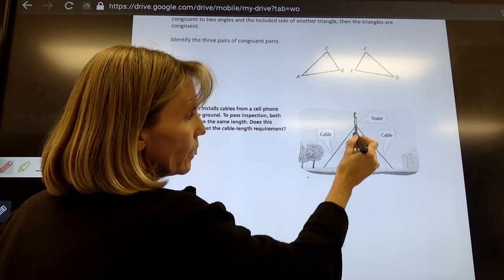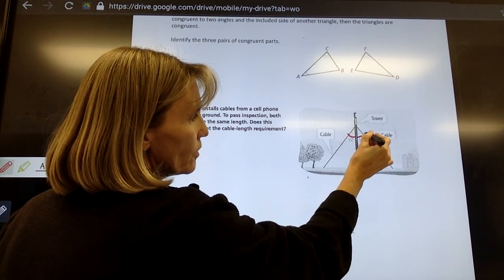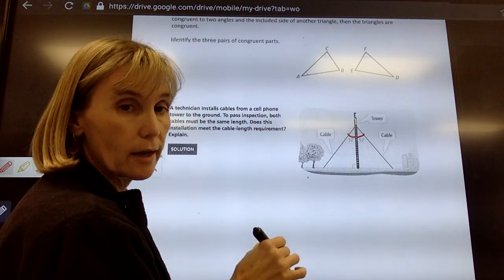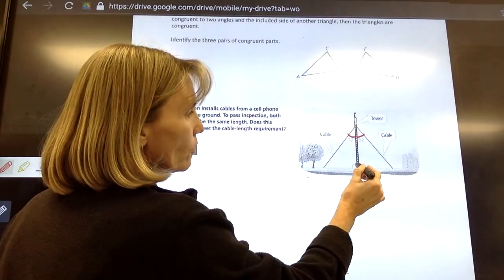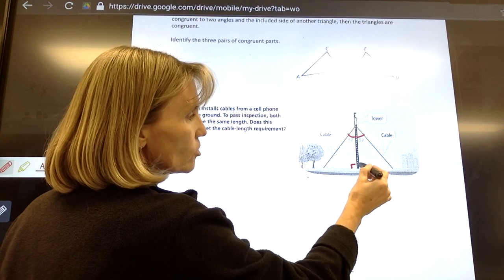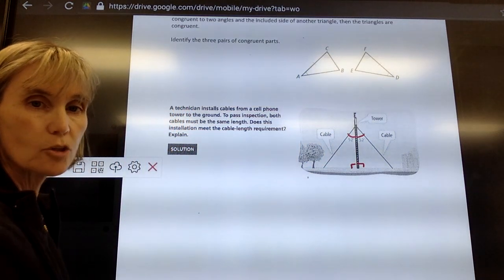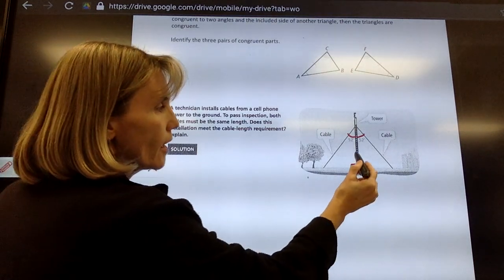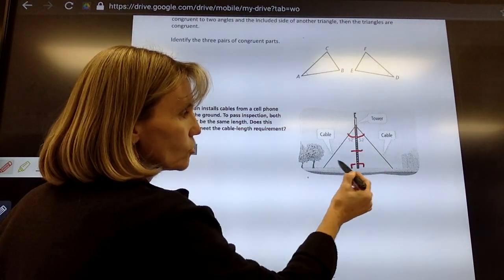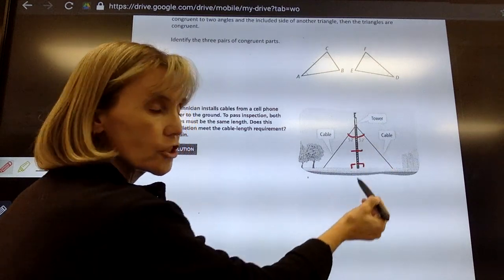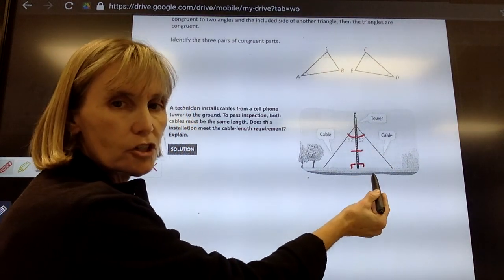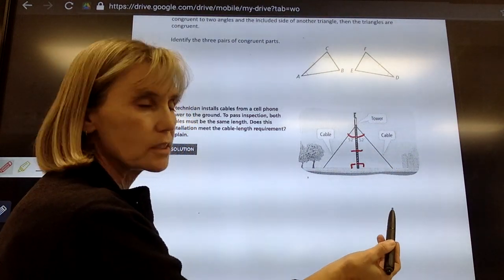Okay, well, we know that both of these angles are 52 degrees, so that's an angle that's the same. We know that we have a right angle at the ground here, which means we have a right angle at the ground on the other side of the pole as well. So we have 2 angles that are congruent. And then, of course, these 2 triangles, the one on the left and the one on the right, are sharing that side. Since they're sharing the side, it has to be congruent to itself.